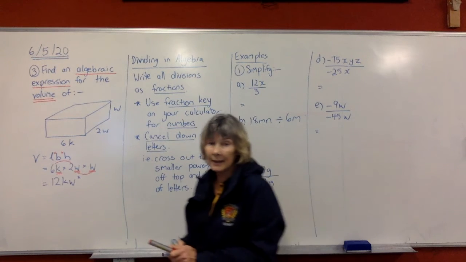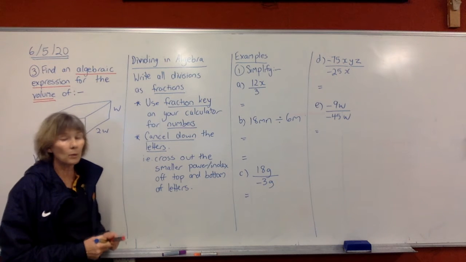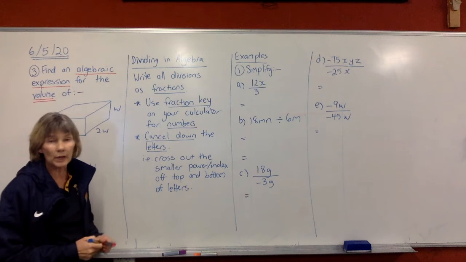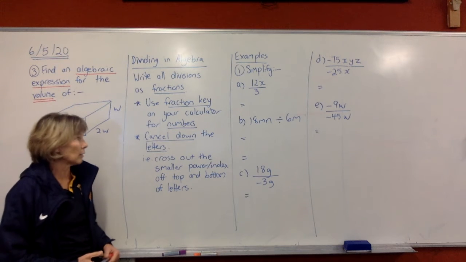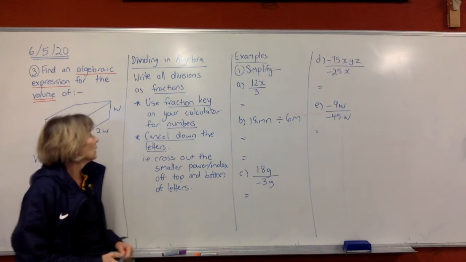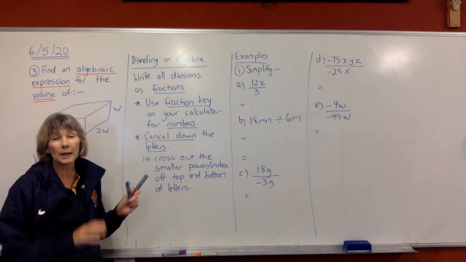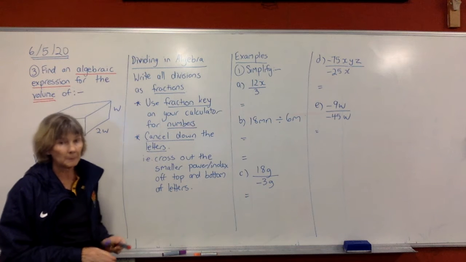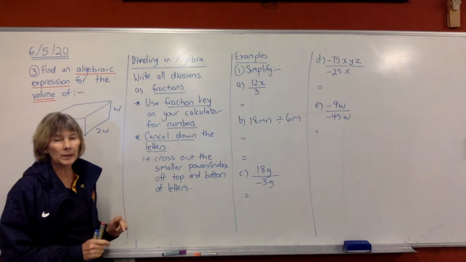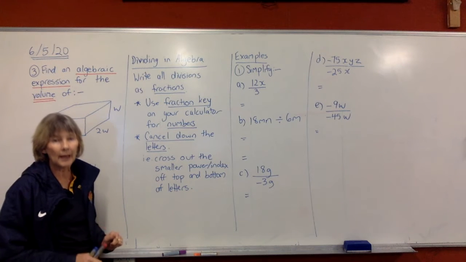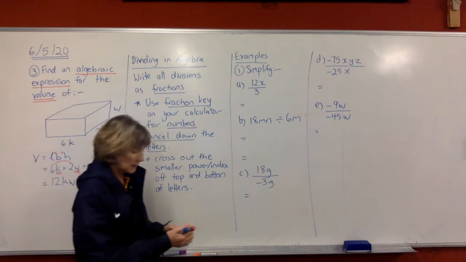Okay, now dividing in algebra, we're going to write all divisions as fractions. I've always told you that, and it's not changing here. If you don't do it this way, you will risk making a lot of errors on these questions. So the fraction key on your calculator is going to do the numbers for you. That'll sort all of that out. But then when the letters come up, you're going to have to do some work crossing out from the top and the bottom of the fraction with the letters. I'll show you how that's done.